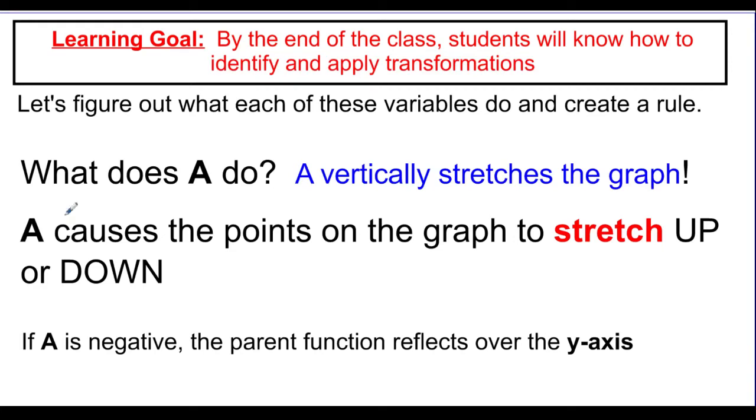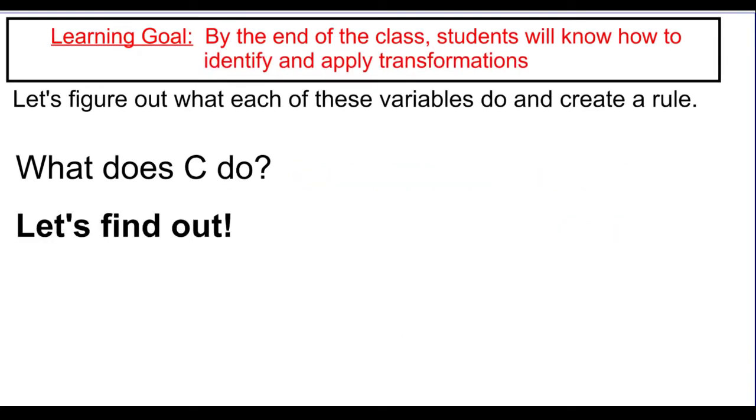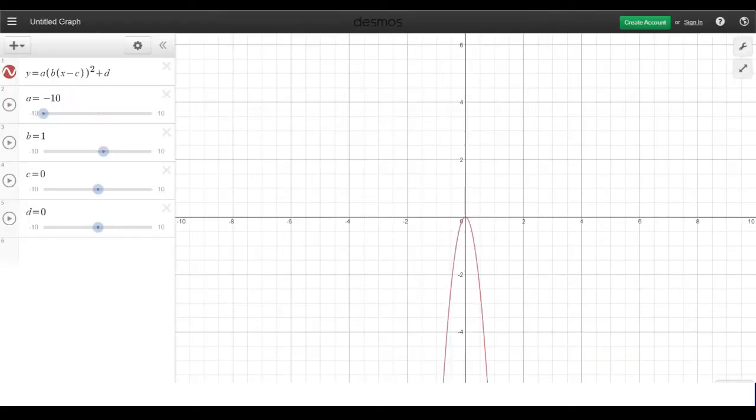Okay, let's keep going. Let's talk about what happens for C. So again, let's take a look at that generic function. We'll fix our original function. We're going to make A 1 again, and I have my parent function again. So if you notice, C is adding or subtracting, but it's inside the squared, right? So it's being squared. The function is acting on it.